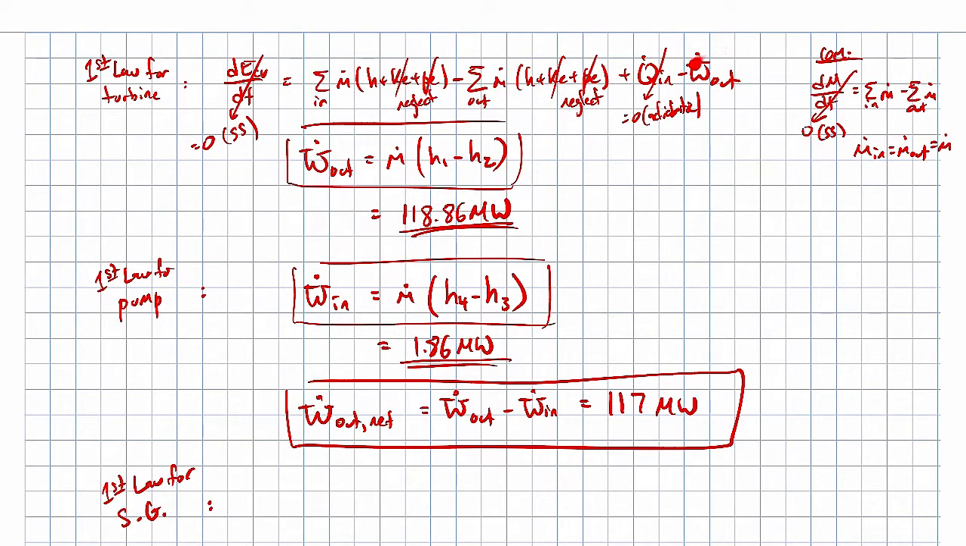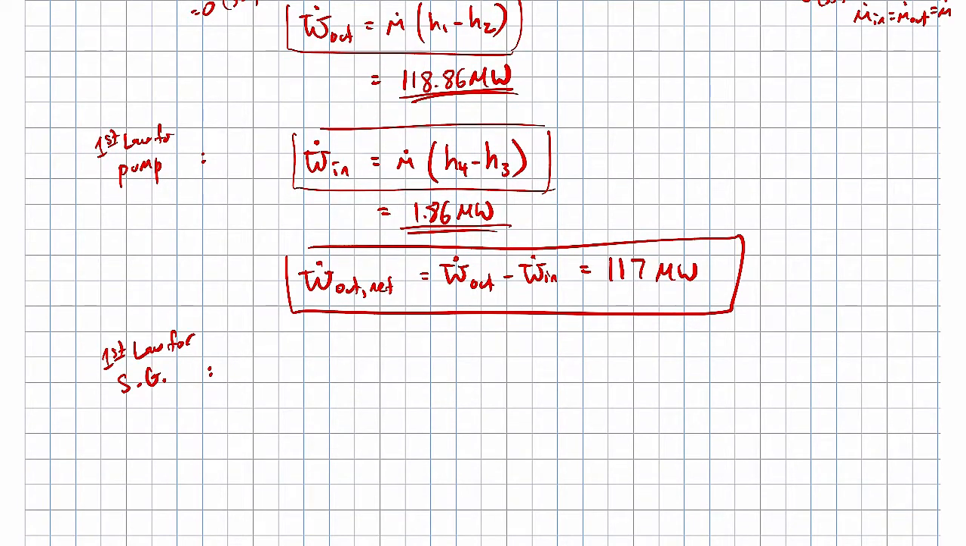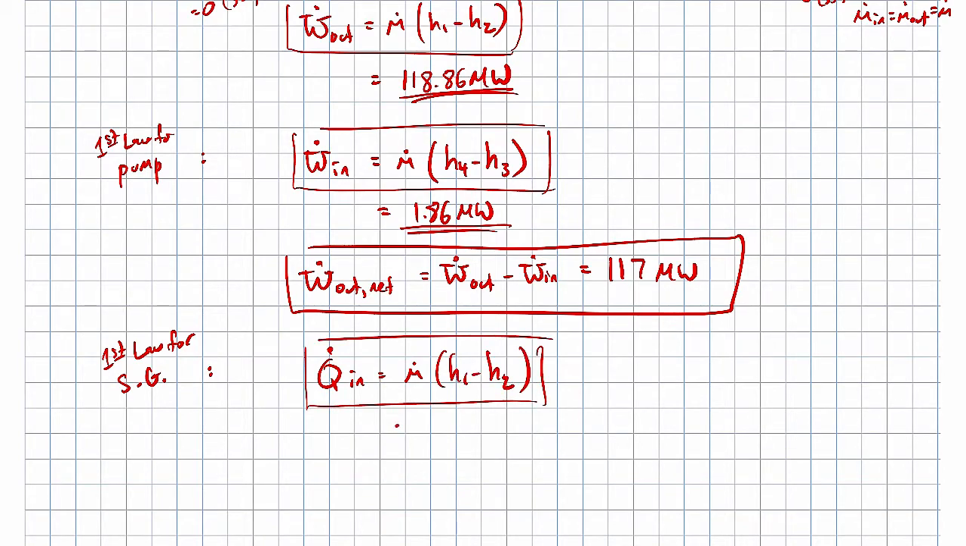For a steam generator, the power out is 0 because it's a passive device, so that term is 0. Q dot in, of course, we leave in because there is some heat transfer. The steam generator is not adiabatic. There's some heat transfer occurring there. So when you work out the first law for this, Q dot in is equal to m dot times H1 minus H2. And when you plug the numbers in, Q dot in is 352.75 megawatts.